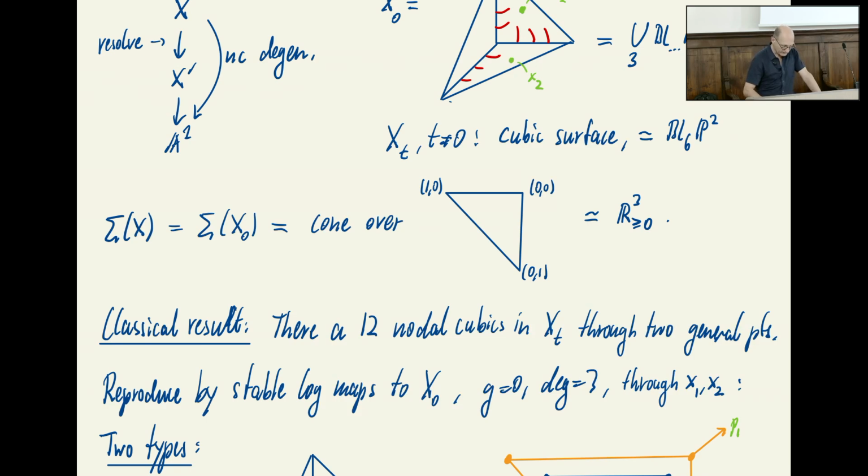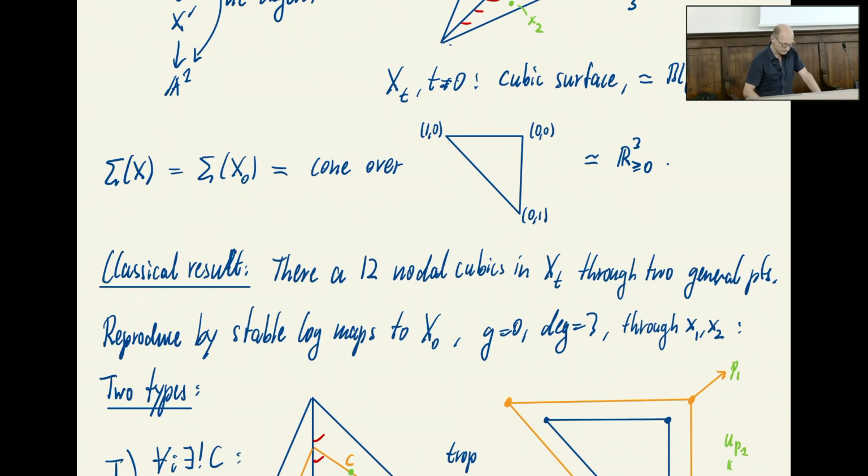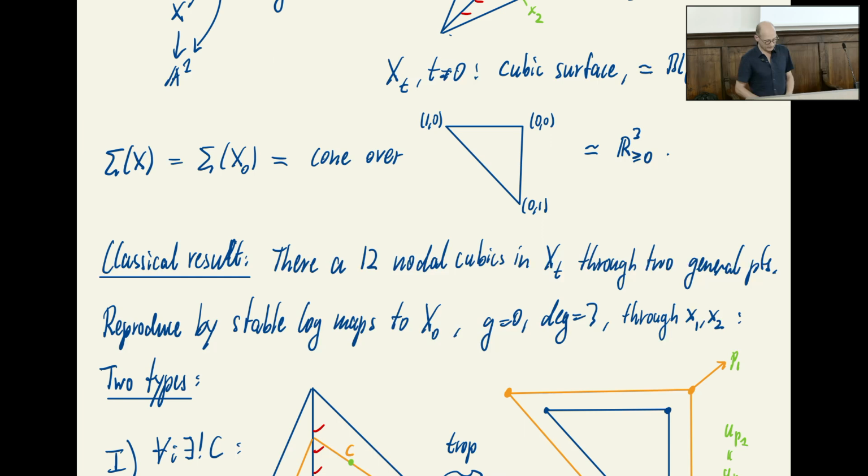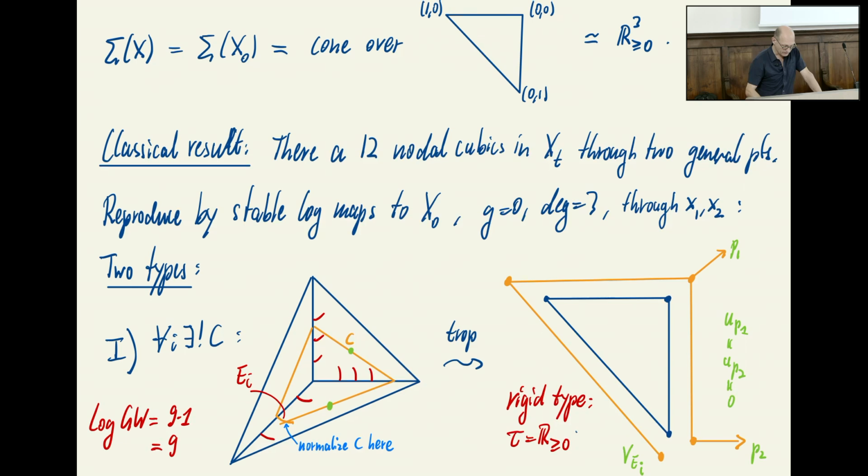Okay, so the classical result that we are going to reproduce logarithmically is that there are 12 nodal cubics in a cubic surface through 2 general points. So I take 2 general points and look at where I have nodal cubics. Of course, I have to intersect with planes. They all lie in planes, and then some of these contain a nodal cubic and some don't. And yeah, so let's see how we do this.